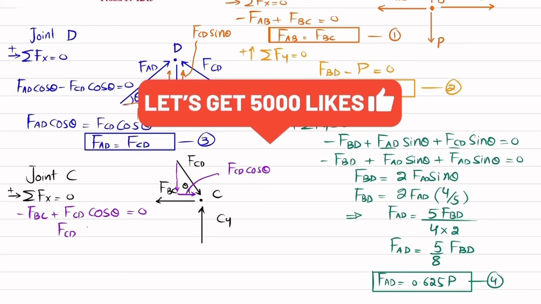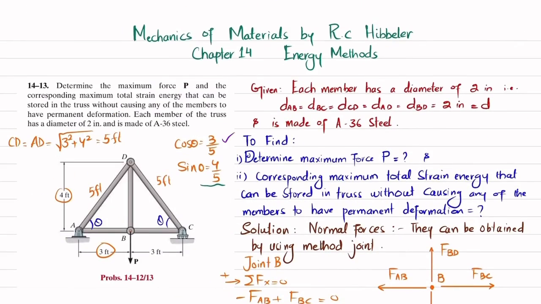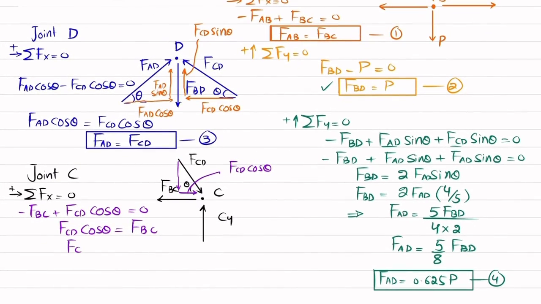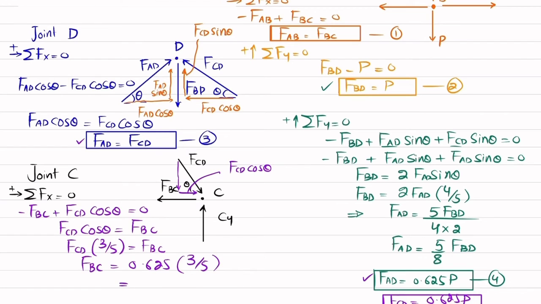So FCD cos of theta is equal to FBC, and cos of theta is 3 over 5. So I will write FCD times 3 over 5 is equal to FBC. Clear? You can see FED is equal to FCD, and FCD is also equal to 0.625 times P. You can just put the value over here. So FBC will be equal to 0.625 multiplied by 3 over 5, and that will give you 0.375 times P.